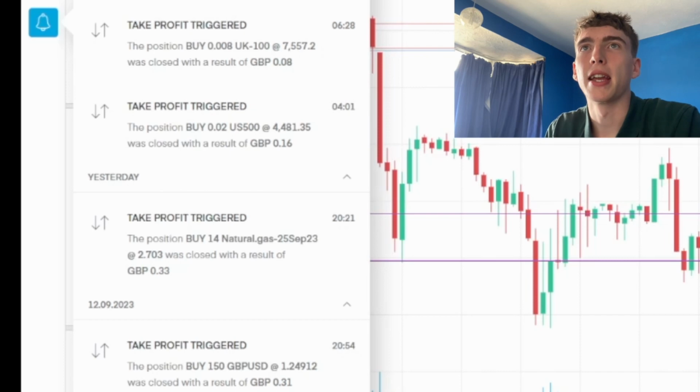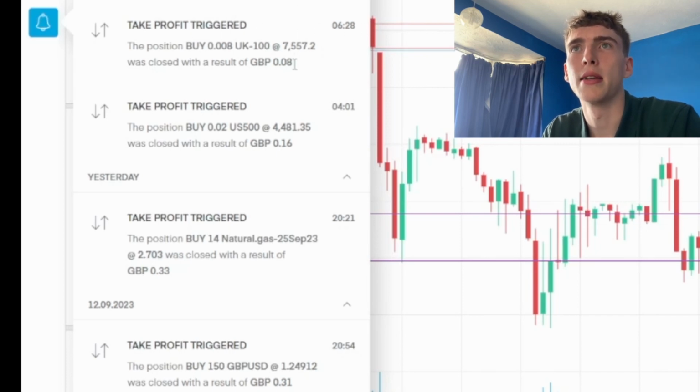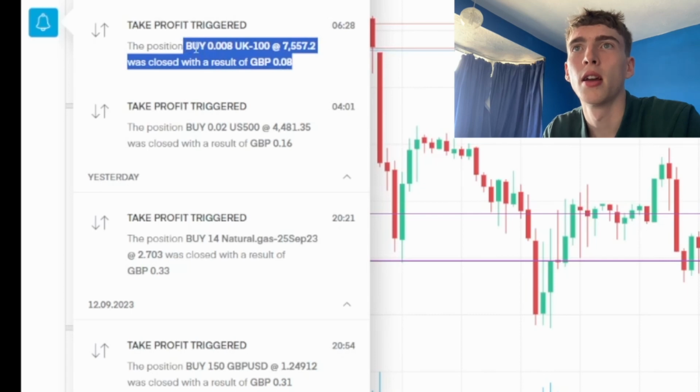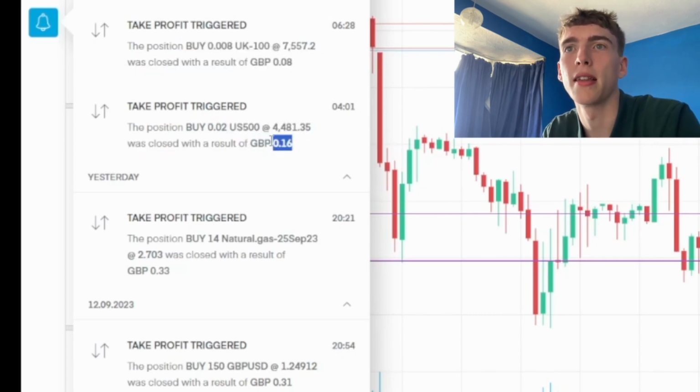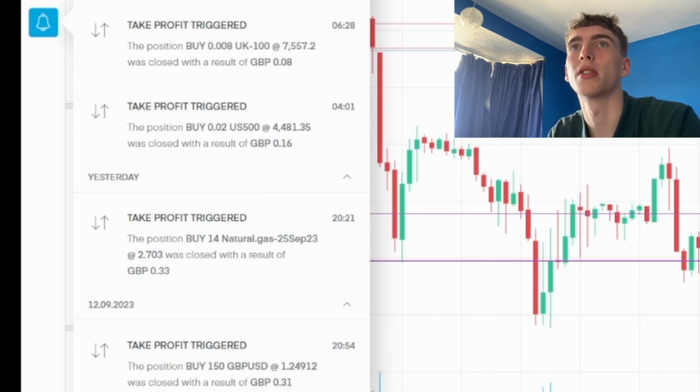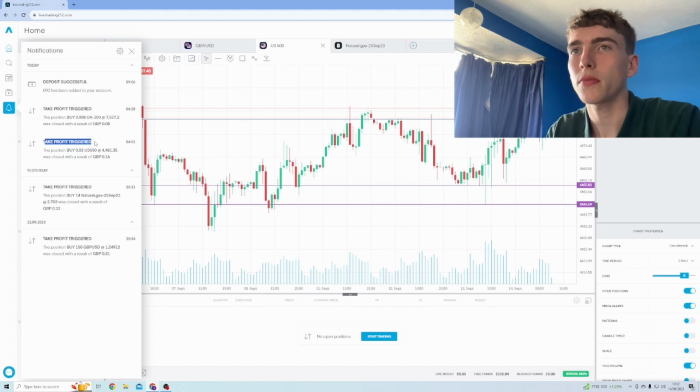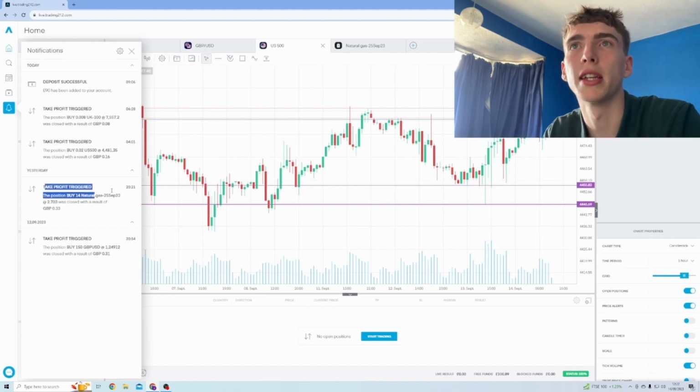So, as you can see here, this was where I put in the £90. That was this morning. But here you can see 6:28 in the morning, we had a position close for 8 pence. 4:01 in the morning, we had a position close for 16 pence, and then we had 33 pence and 31 pence from two other positions closing, and they were all, if you notice, on take profits being triggered. So what we're going to do is look at each of these, and I'm going to explain basically what my thought process was.